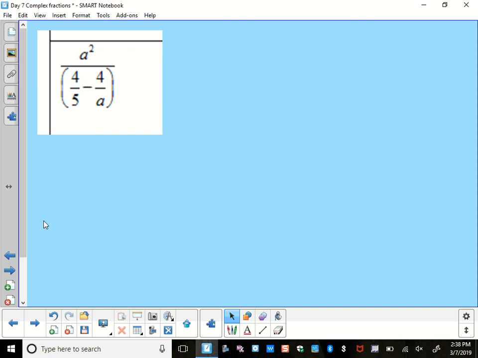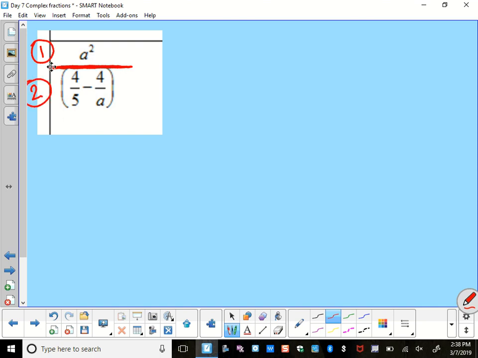All right, so this is the third one, right? There's my division sign. I have my first fraction and I have my second fraction. There's nothing else to do to this a squared. It is what it is. It just stays there for now. We'll deal with that in a second. Now my second problem, I need an LCD for that. So let's go to the side.